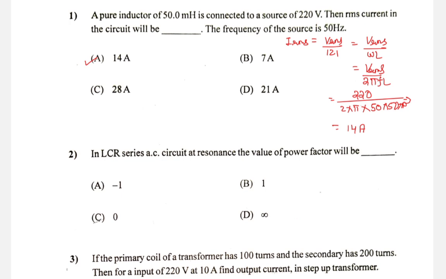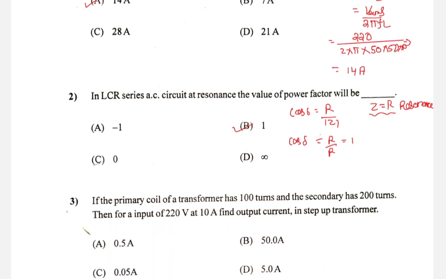The second is, in LCR AC circuit at resonance the value of power factor will be. We know that power factor is cos theta is equal to R divided by mod of Z, but in LCR circuit at resonance Z is equal to R. Therefore cos theta is equal to R divided by R, which is equal to 1. So answer will be A.